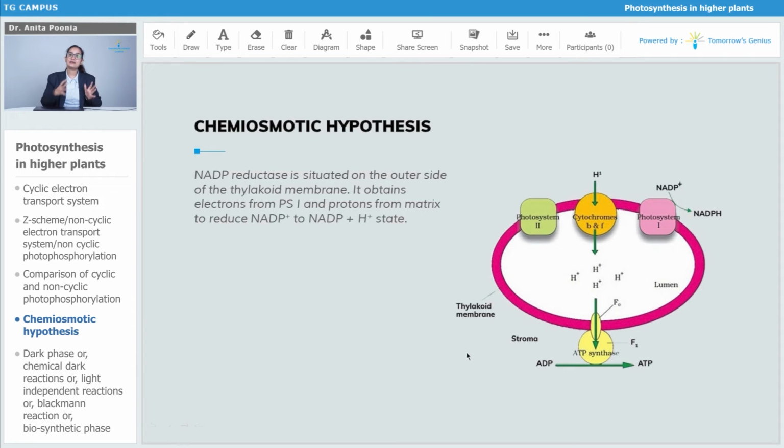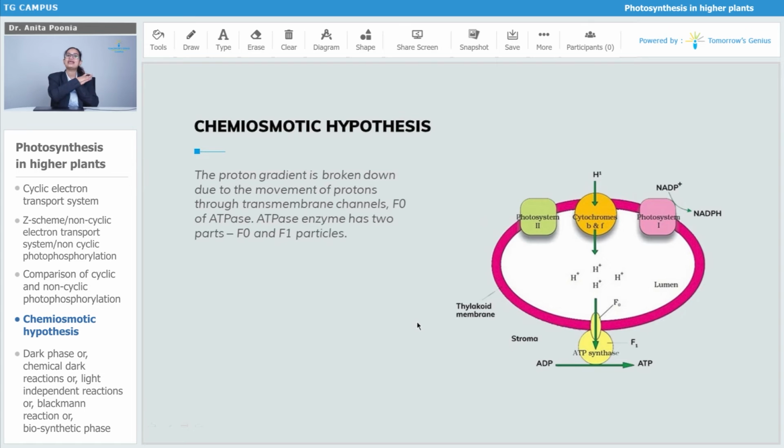And thus NADP reductase, which is situated on the outer side of the thylakoid membrane, obtains the electrons from photosystem 1 and the protons from the matrix to reduce NADP to the NADPH state.